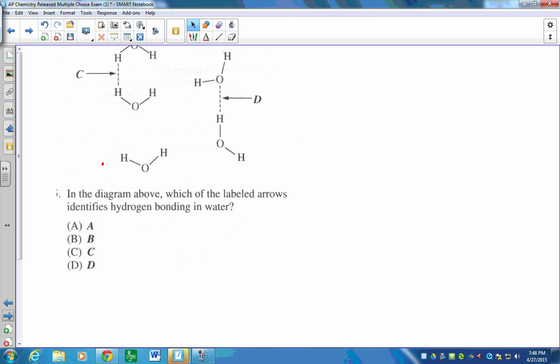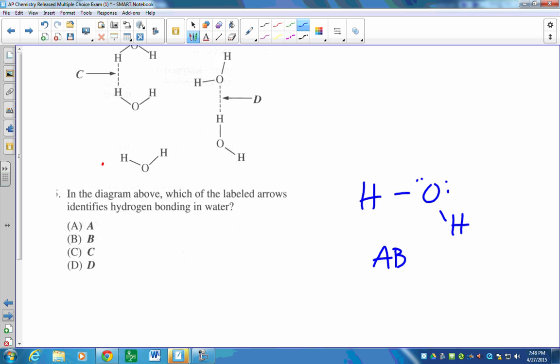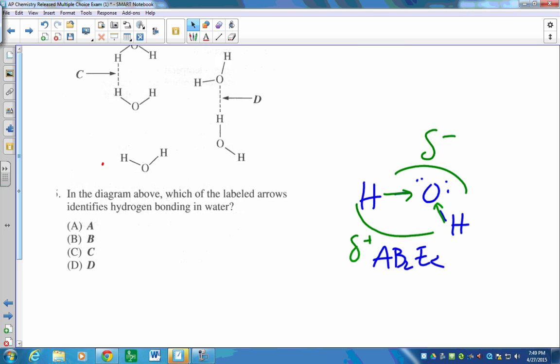Okay, hydrogen bond. I love this. Let's talk about water again. If I draw water, it looks like this. It has two unshared pairs. It's an AB2E2. Oxygen wants electrons much more than hydrogen, and so the oxygen side of the molecule has a negative charge and the hydrogen side has a positive charge. And which one of these correctly represents hydrogen bonding?